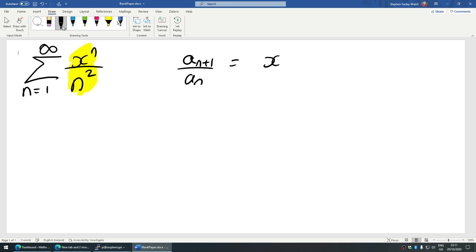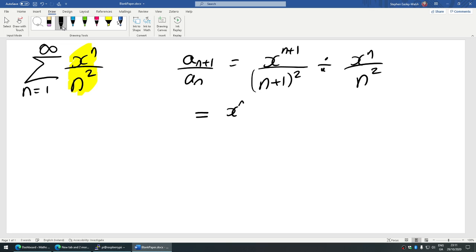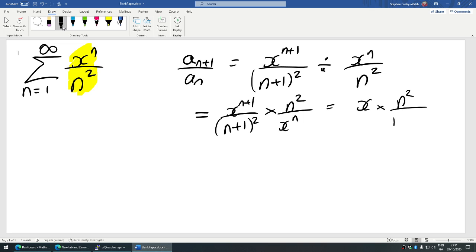So that will equal x^(n+1) over (n+1) squared, divided by x^n over n squared. That will equal x^(n+1) over (n+1) squared times n squared over x^n. That will equal x times n squared over (n+1) squared, like that. That will equal x times n squared over n squared plus 2n plus 1, which equals x.